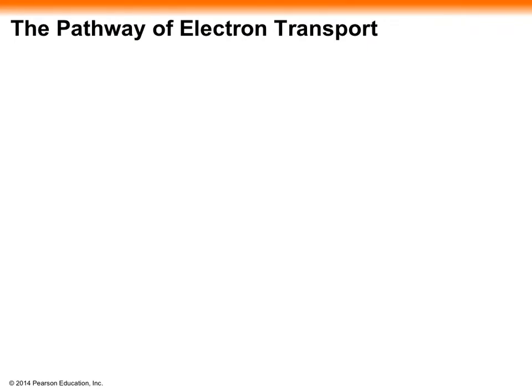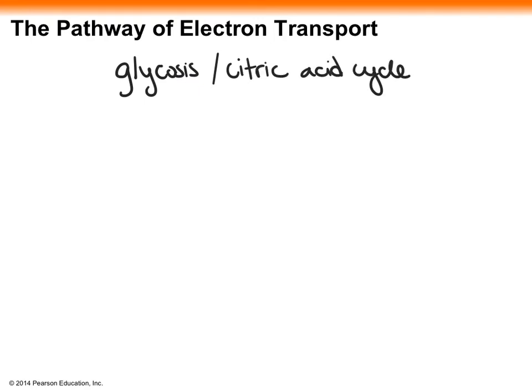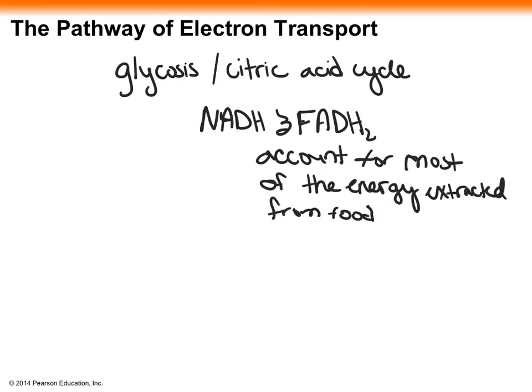So now we've finished with the citric acid cycle, and we've gone through glycolysis and the citric acid cycle, and we've generated some ATP through substrate level phosphorylation. But most of the energy that has been extracted from food is now in the form of NADH and FADH2, which I've been referring to. NADH and FADH2 are electron carriers. These two are going to donate their electrons to the electron transport chain.